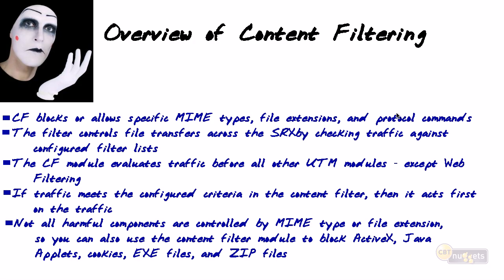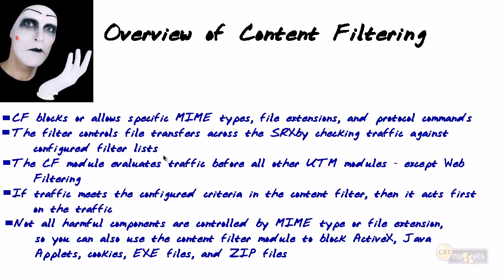For example, certain commands of FTP, let's say, which will be what we're doing in our example. Maybe you want to block out certain commands of HTTP. You don't want to use the head command, for example. The CF will control file transfers across the SRX. It'll check traffic against the configured filter list, and we'll look at that configuration here in a moment.